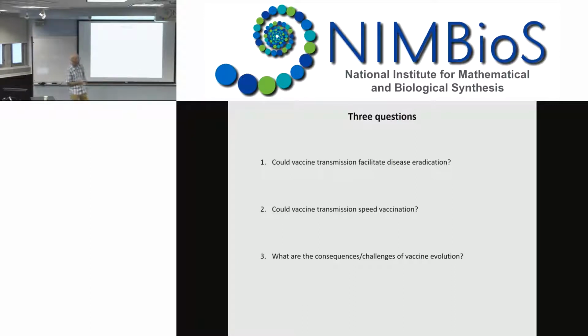So could vaccine transmission facilitate disease eradication? It's obvious vaccine transmission is going to be probably beneficial in some way, but what we don't have are any real numbers on this. Is it a little bit or a massive amount? Second thing I want to talk about is whether or not vaccine transmission could be beneficial in terms of the rate at which we can protect a population. And then lastly, really get into some of the nitty-gritty of what we expect to happen when these things evolve. Because once you've got a live replication competent vaccine, it's subject to evolution.